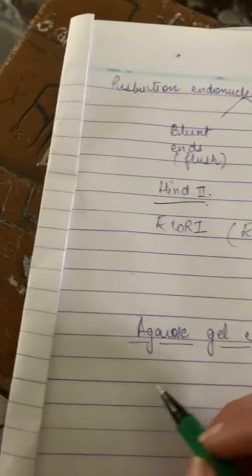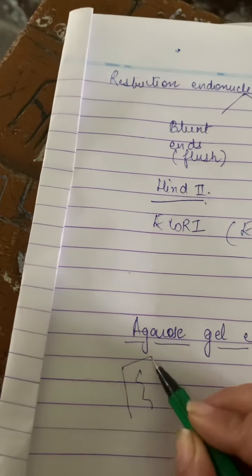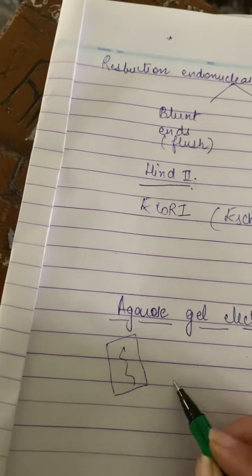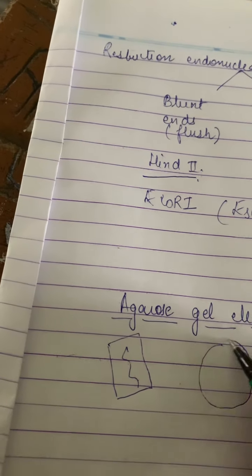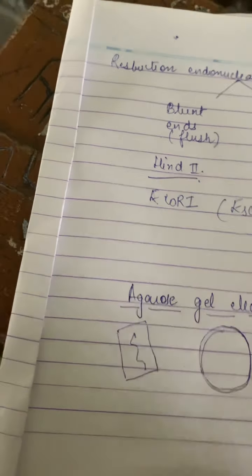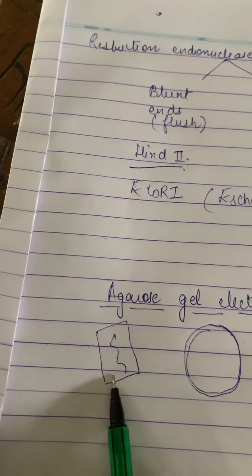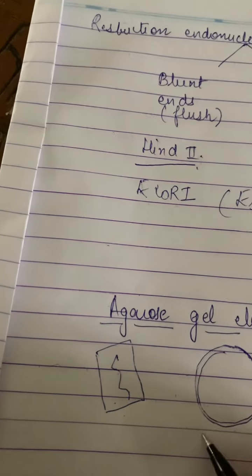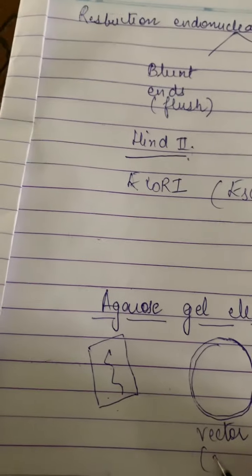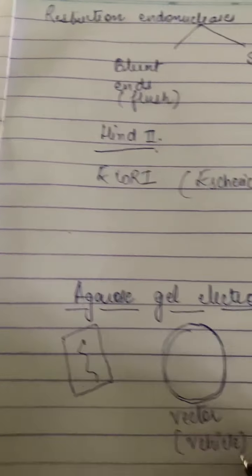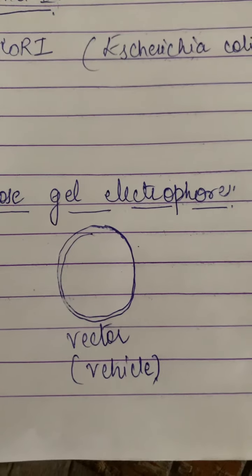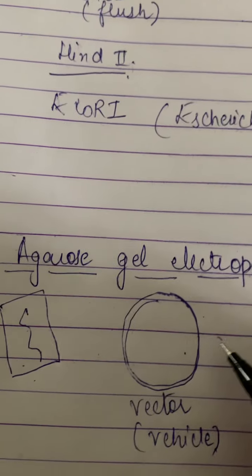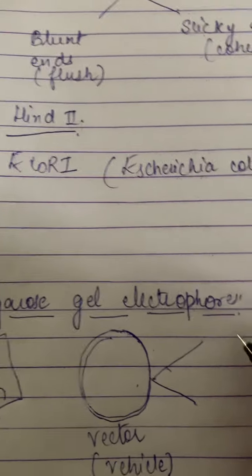Clear? So now you have your desired DNA. Clear? This is your desired insulin gene. Now what do you need? You need a vector. In my first lecture I told you that this cannot work alone. This has to be inserted in some vector, and this vector is also called a vehicle. Clear?